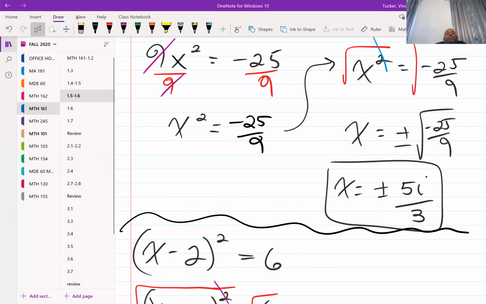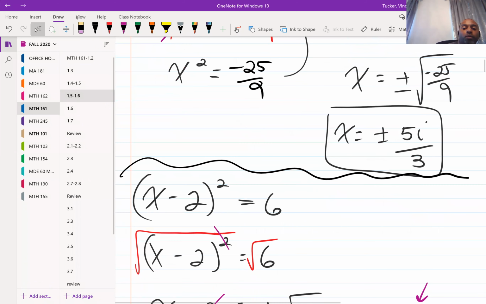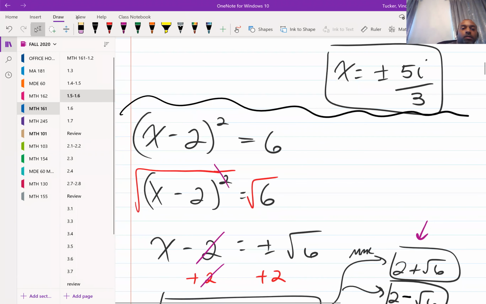All right. So the next one: x minus 2, quantity squared, equals 6. So now the whole quantity of x minus 2 is being squared. What is being squared has already been isolated to one side of the equation. We take the square root of both sides because we need to get the square off of that parentheses in order to solve. So the result would be x minus 2 equal to plus or minus the square root of 6.